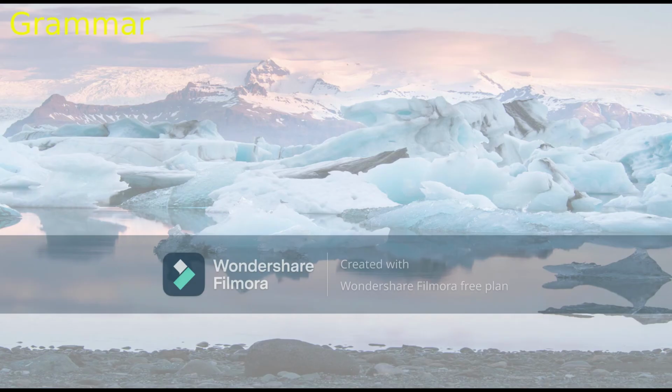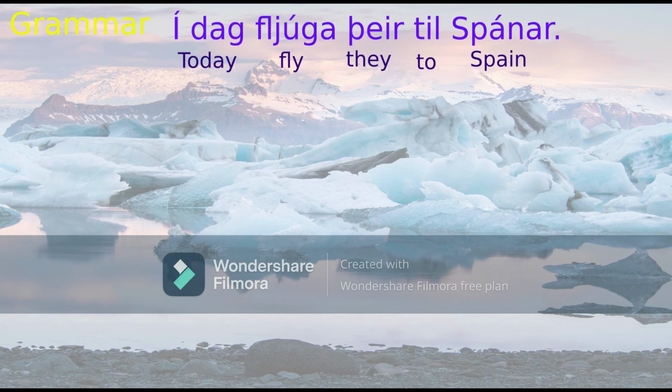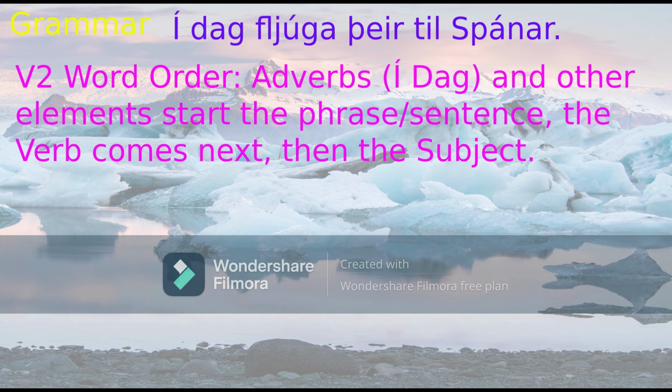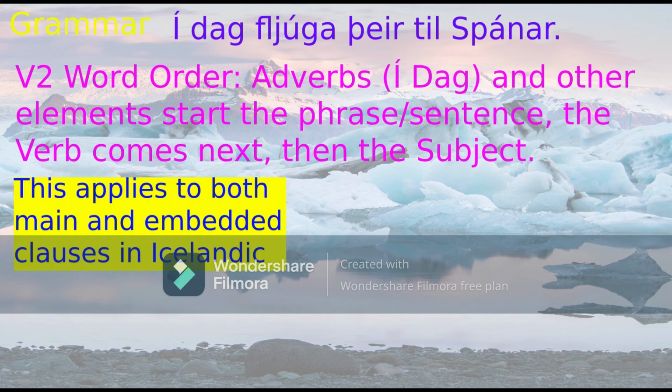Here's another sentence meaning, today they will fly to Spain. Í dag fljúga þeir til Spánar. This sentence contains something a little bit confusing for native English speakers. This is called V2 word order. V2 word order means that adverbs or another part of the sentence comes first, the verb comes next, and then the subject comes after. This phenomenon applies to both embedded clauses and main clauses in Icelandic, but for some North Germanic languages, this doesn't apply.